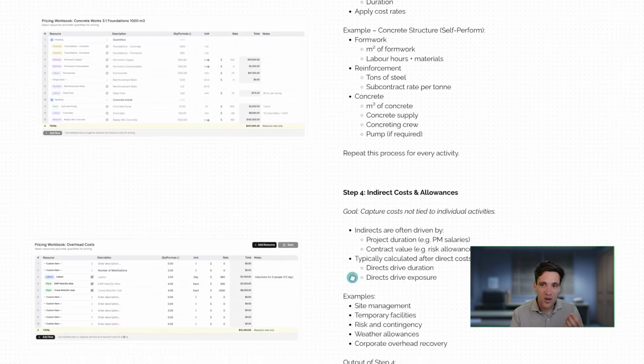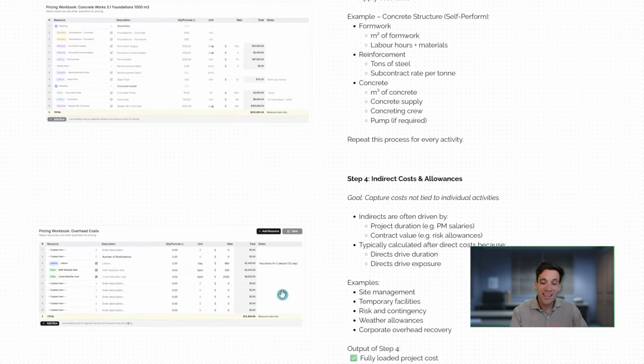For our indirect and overhead costs, these are the same. They're just a quantity and a rate. The key difference here is for our indirect costs, for recurring overhead costs, these are going to be driven by the duration of the project. So we need some way of estimating or quickly working out the overhead duration, which I'll talk about in more detail in the indirect and overhead cost section of this course.